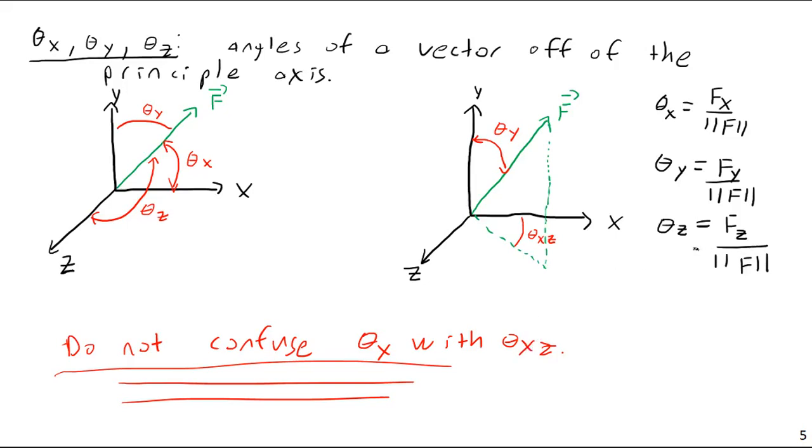Wait, actually, you know what? I am a big liar. Sorry. It's cosine theta x. That makes more sense. Sorry about that. Cosine theta z. I was looking at that like, that doesn't look right. Okay. Put a cosine in there. Cosine theta y. And let's see, finally, I should probably write down the cosine relationship.